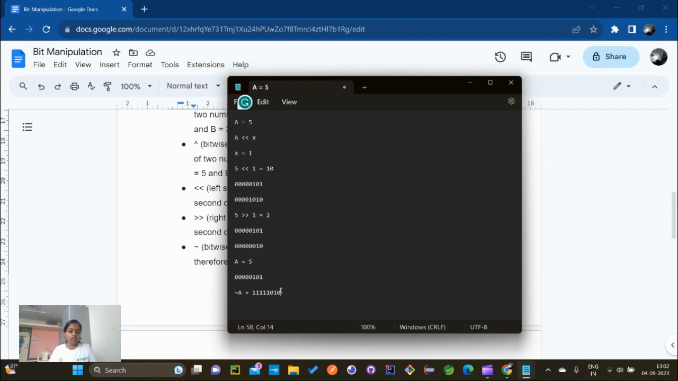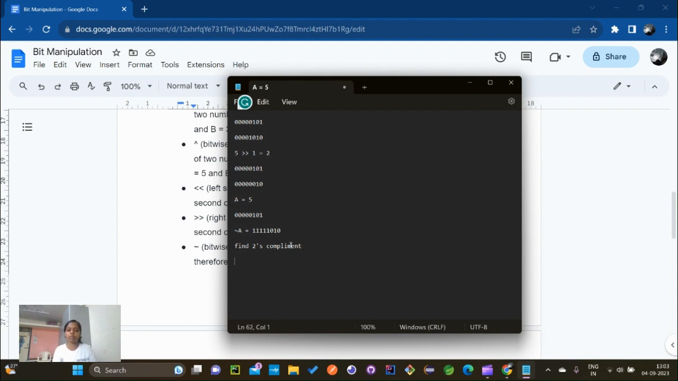But this is a negative number. How do we find whether it is a negative or positive number? We'll check the first bit of this binary. If the first bit is 0, that means it is a positive number, and if it is 1, that means it is a negative number. So here we can say this is a negative number, and for a negative number we can convert binary to decimal by using a technique. Here we find the 2's complement, and we'll get the decimal of that negative number.